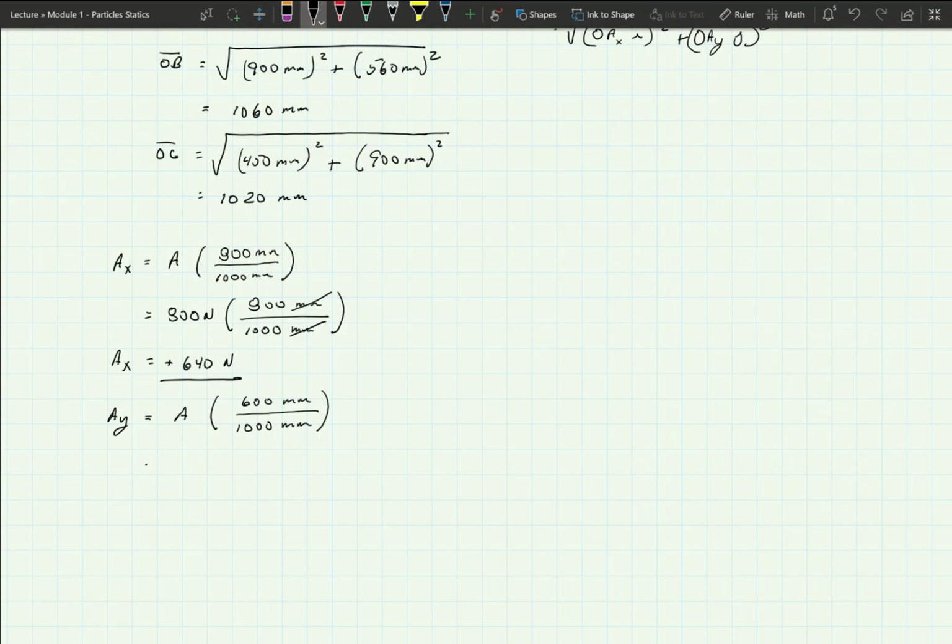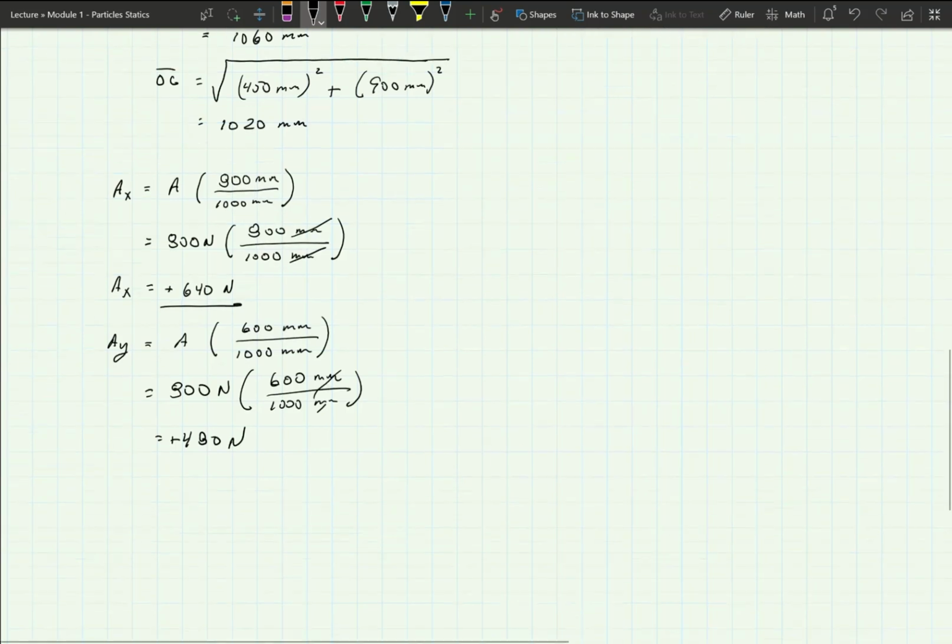Okay, and we plug in the 800 newtons times 600 millimeters over 1,000 millimeters. Millimeters cancel out, and we're going to get an answer that is 480. Again, that's positive, because I didn't have a negative distance in my ratio here.